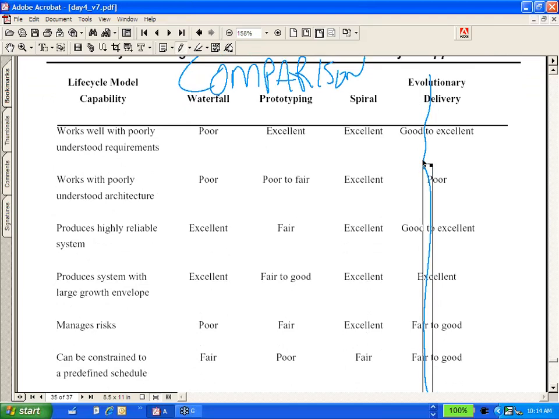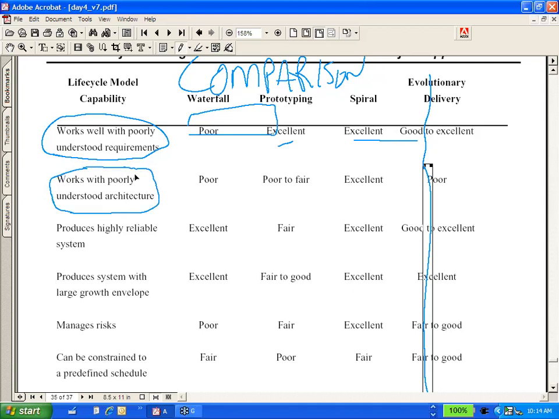So, okay. So, if the requirements are poorly understood, you can already tell that the waterfall is a bad choice. Right? Prototyping and spiral are excellent. If your architecture is unclear to you, again, it's a risk. Waterfall is a bad model. Spiral is a great model because you can slowly and slowly understand your architecture and build in bits and pieces.